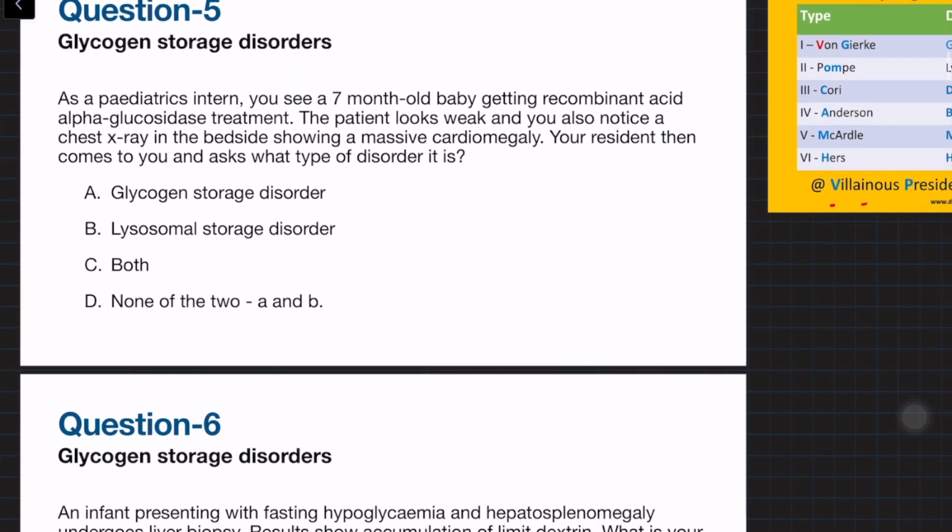Next question, glycogen storage disorder. You are a pediatric intern, and in your posting you see a 7-month-old baby. It is getting recombinant acid alpha glucosidase treatment. They have given the enzyme directly. The patient looks weak and there is massive cardiomegaly. So what type of disorder?